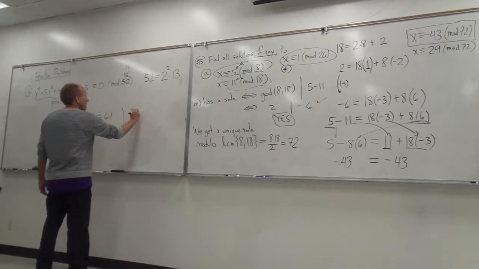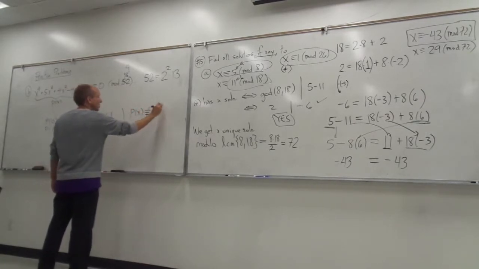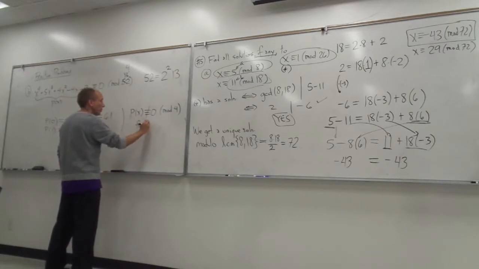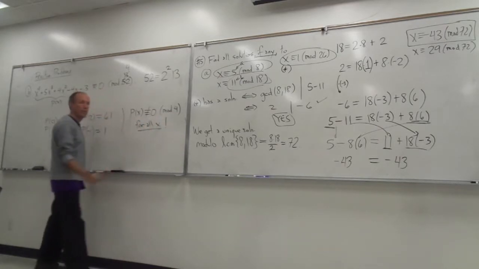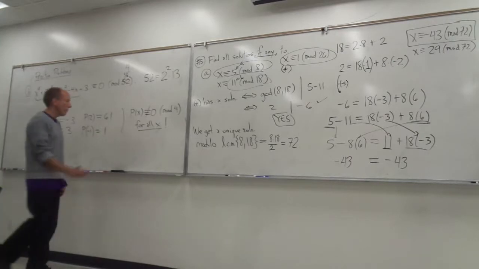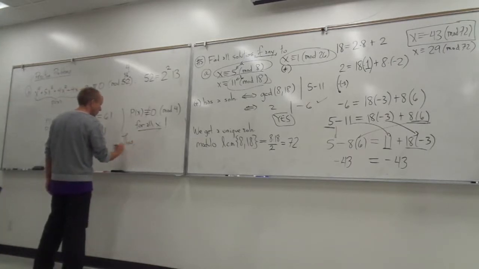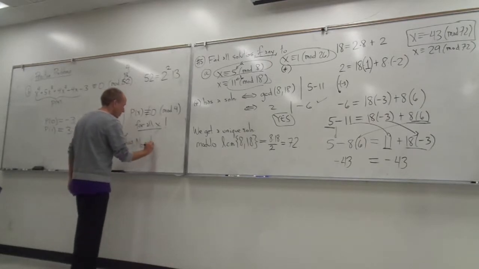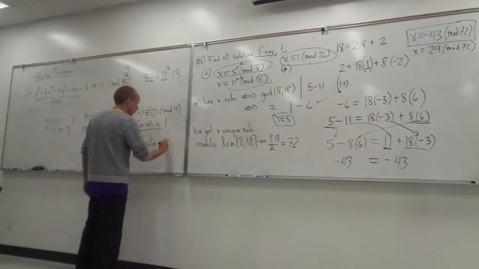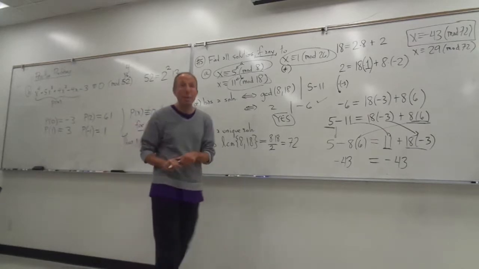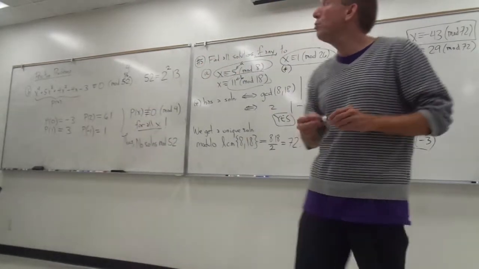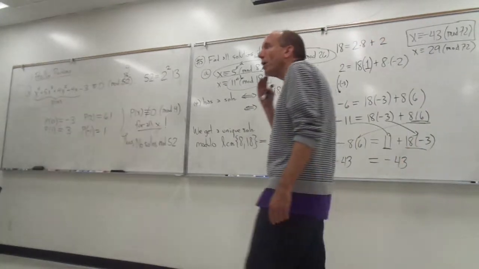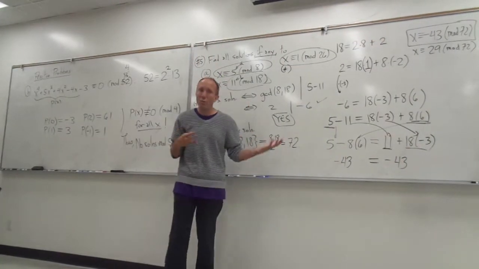So P of x is not congruent to 0 mod 4 for all x. Okay, so thus no solutions mod 52. So guys, I can give you a pretty big mod. You wouldn't want to do 52 different numbers into the equation, right? But if we think about it mod 4 and mod 13, that's not so bad. Okay?